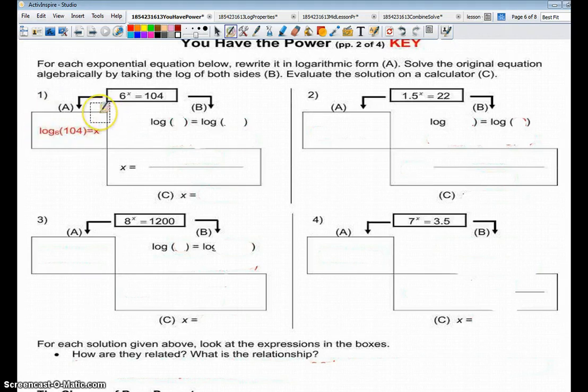So if I rewrite that, what has to move? What do I know? That I'm going to have log 6 of x equals log of 104. And then I know that I need to just solve for my x. So I bring my x to the front, and then I divide by log of 6, and what do I get? 2.592.